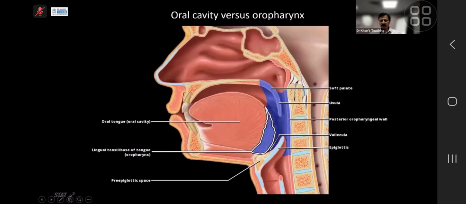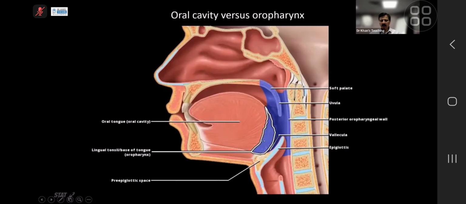This thing is the nasopharynx. Now, first of all, the boundary between the oral cavity and the oropharynx. If you see, this is the tongue, the oral tongue, which is visible when we do a clinical examination. And this portion is known as the base of tongue.